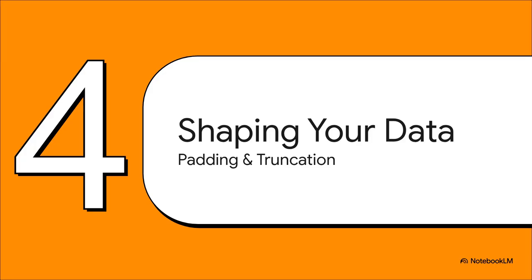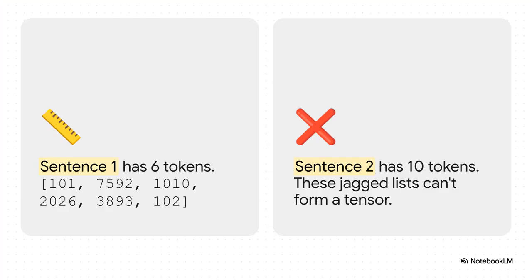Okay, so we can turn text into a list of numbers. Fantastic. But there's a catch. Before we can feed these numbers to the model, we have a little bit of a logistical problem to solve. We've got to get our data into the right shape. Here's the issue. Imagine you tokenize a short sentence and a long sentence. You're going to get back two lists of numbers with different lengths, right? Well, models hate that. They work with tensors, which need to be perfectly rectangular, like a spreadsheet. A jagged, uneven collection of lists just isn't going to fly.